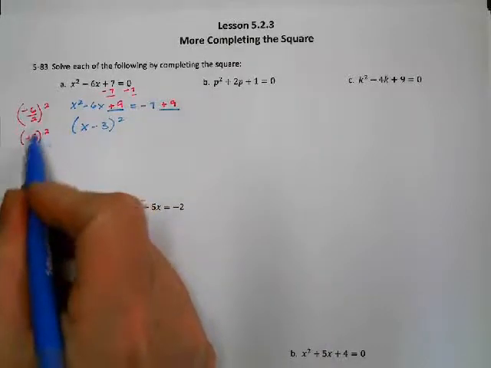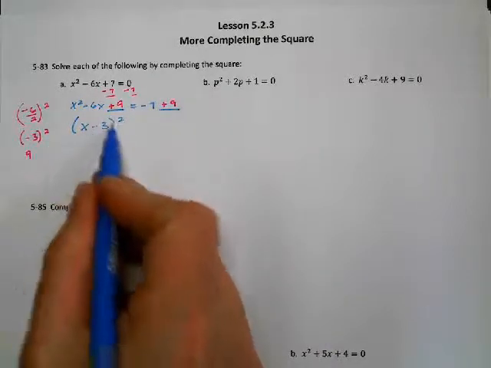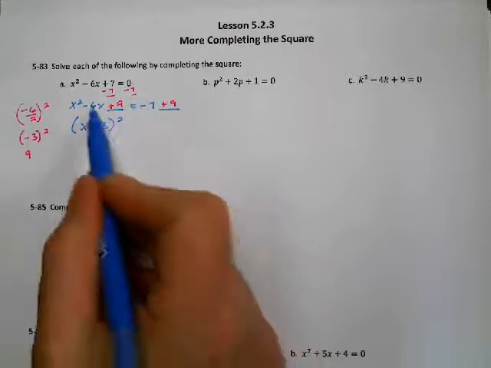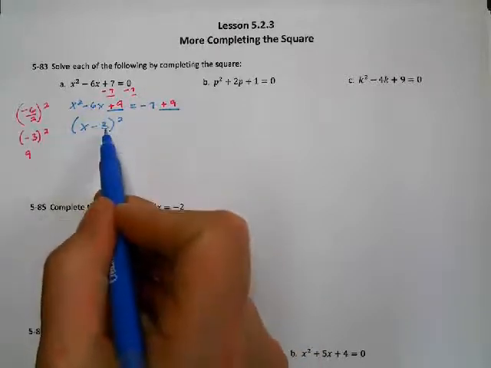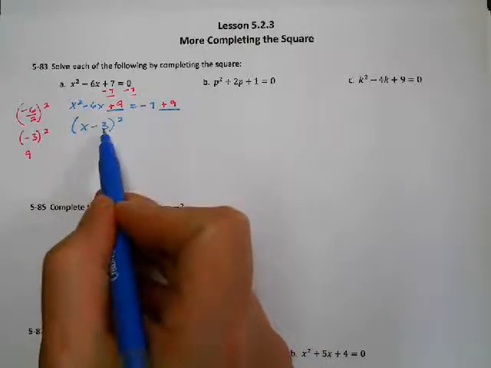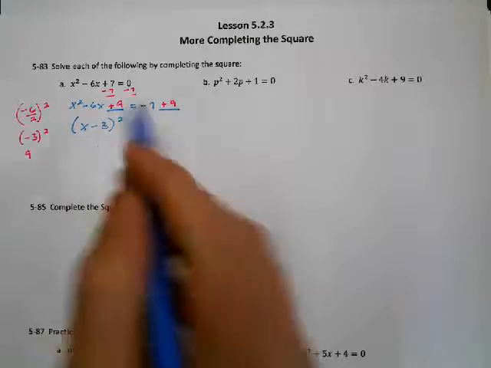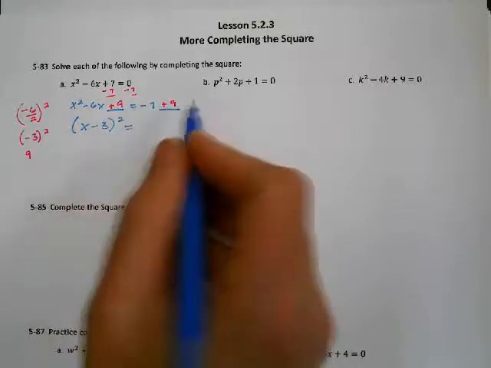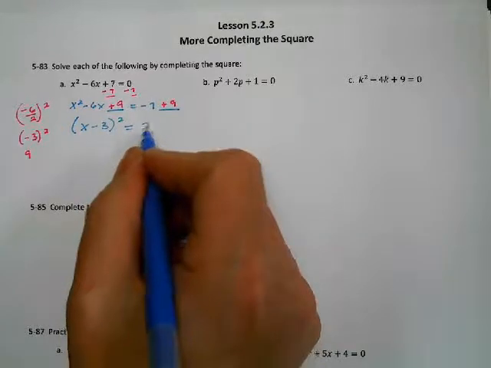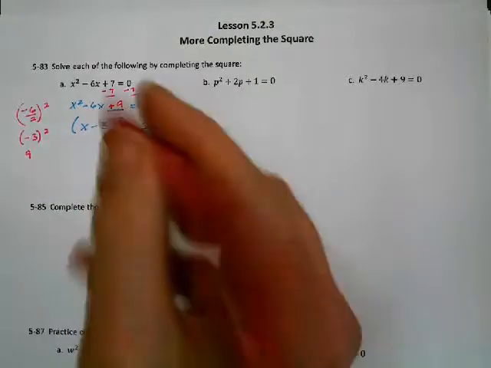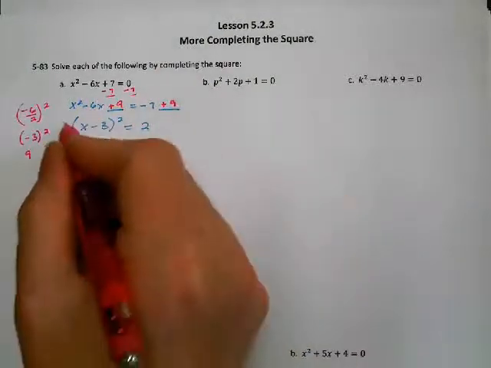We always know whatever number we square here is this term right here. Remember, we saw this pattern here. This number is twice this. This number is this number squared. On the other side, we end up with 2. At this point, we're going to solve by taking the square root from both sides.